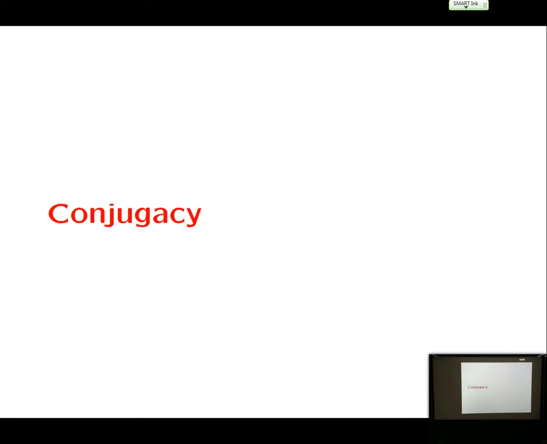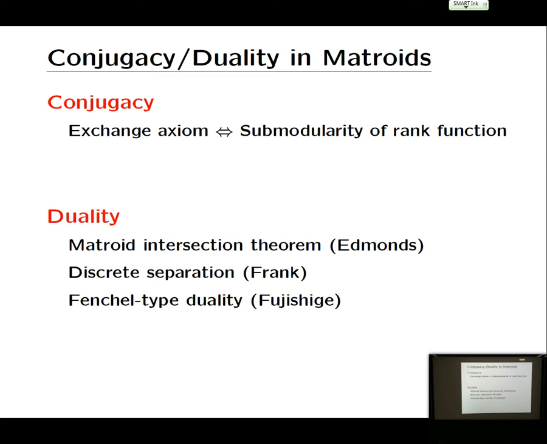Okay, then the structural theorems. What is conjugacy and duality? I distinguish between these two words. In matroid context, conjugacy means the equivalence of the exchange axiom and submodularity of the rank function. So a matroid can be defined either in terms of the exchange axiom or in terms of submodular functions, and they are equivalent. This is conjugacy. But duality means something like the matroid intersection type theorem. We have two matroids or two submodular functions, and we have some special statement. That is duality here.